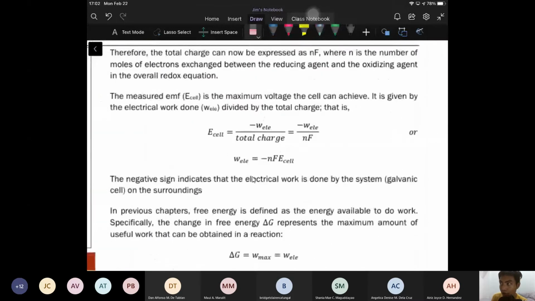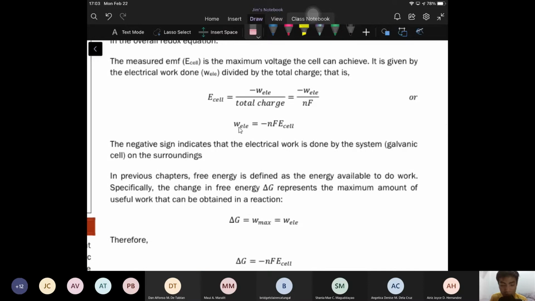So, again, work electrical is negative nFE cell. Okay? So, n is the moles of electrons, F is the fundamental charge, or the Faraday's constant, and E is the cell potential or the cell difference. Yun na solve natin kanina. So, yan yung formula: W electrical is equal to negative nFE cell. n moles of electrons, F the Faraday's constant, and E cell, yun yung kinocompute natin kanina pa.